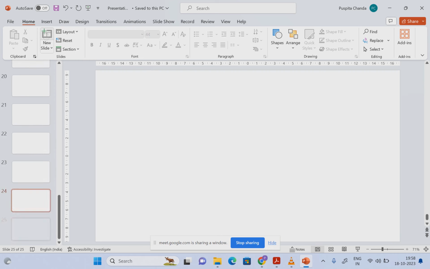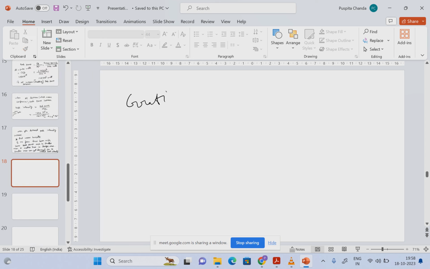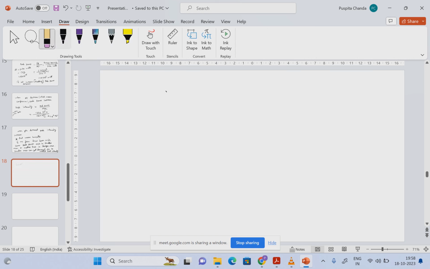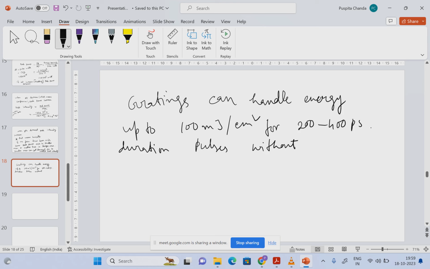So gratings can handle energy up to 100 millijoule per centimeter square for 200 to 400 picosecond duration pulses without getting damaged.